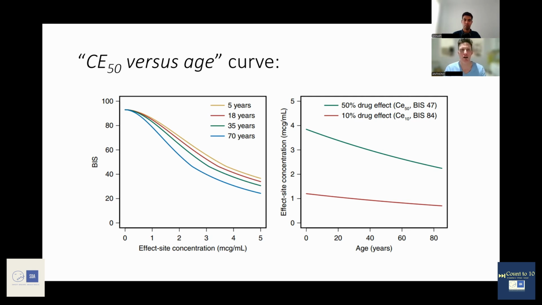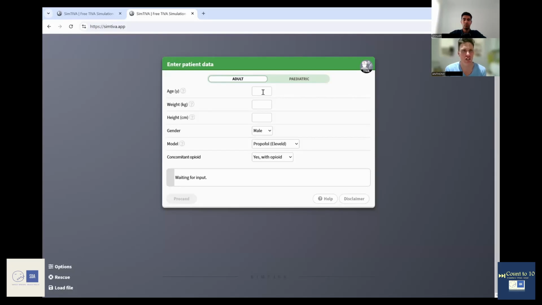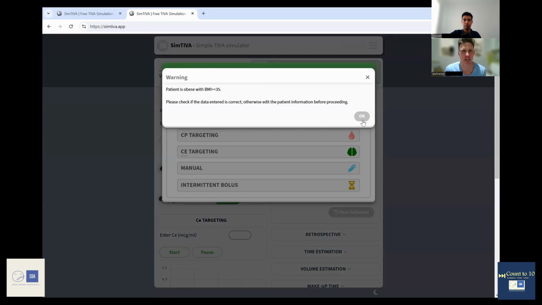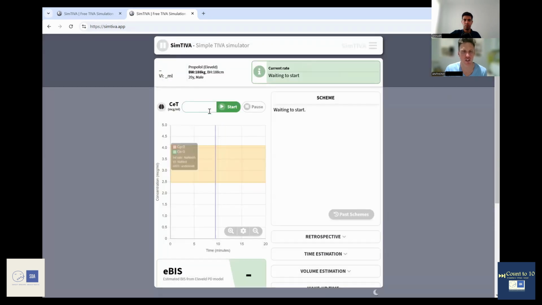Okay, so let's go back to Simtiva and let's put a more sensible parameter in for the Eleveld model. So we'll keep everything the same, put in the actual age of 20. We'll put in the actual weight of 188 kilograms. We'll put in the actual height of 188 centimeters. But let's just say we want to target the CE50 of 3. So let's put an initial effect site target of 3 rather than 5. There you go. So you do not have to make up different weight scalars. You put in the actual age, height, weight, sex, but don't use the same workarounds that you use for the other models. Just put in 3 and see what happens. Here we are.